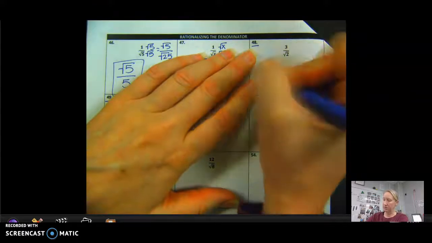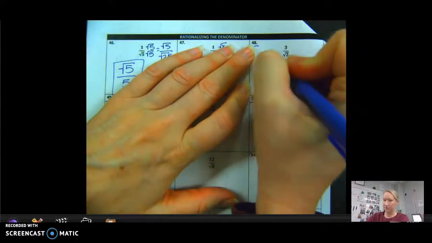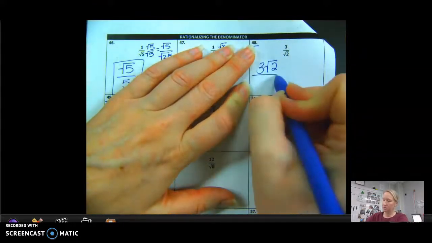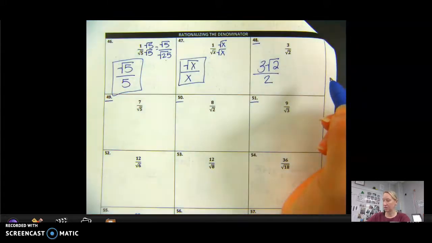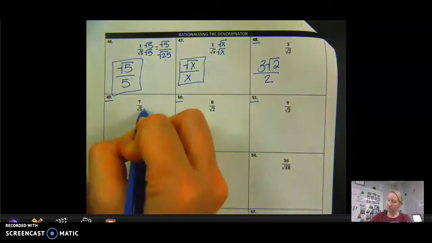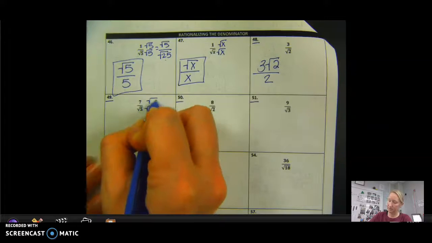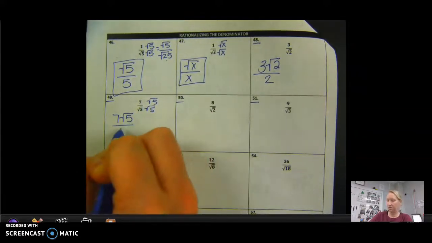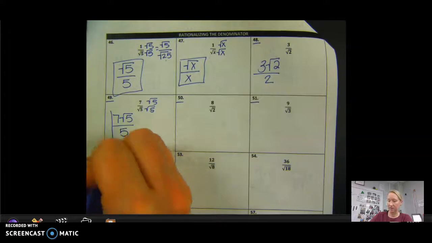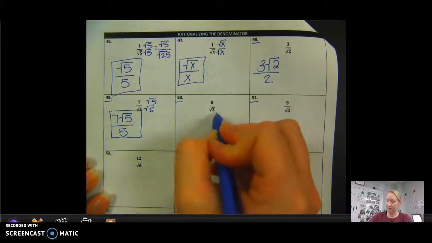Multiply by the square root of 2 on top and bottom. So I get 3 square roots of 2 over the square root of 4, which just equals 2. So that'd be 3/2 square roots of 2. Multiply by the square root of 5, bottom and top. I get 7 square roots of 5 over square root of 25, which is just 5. 7 and 5 do not reduce, so that's my final answer.